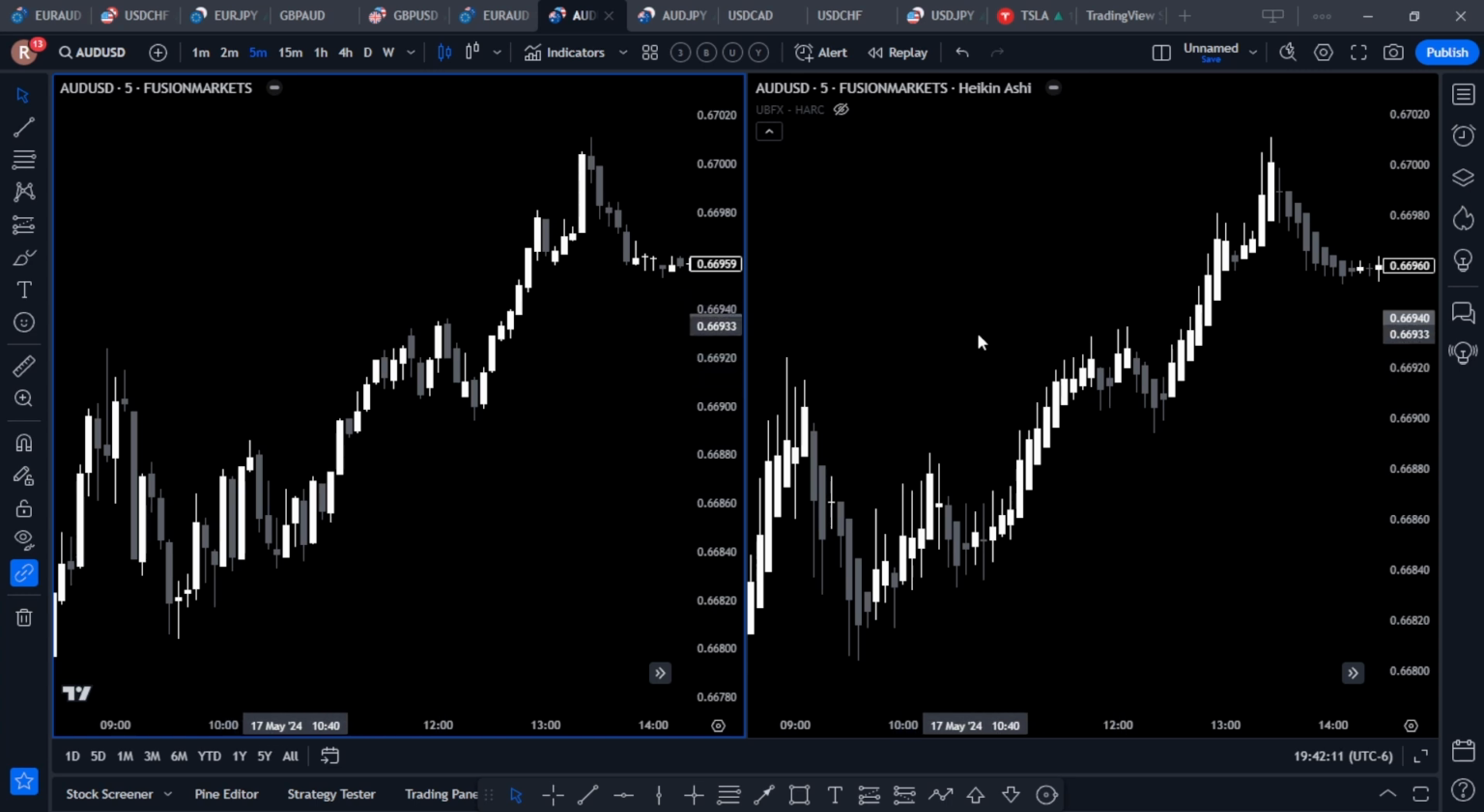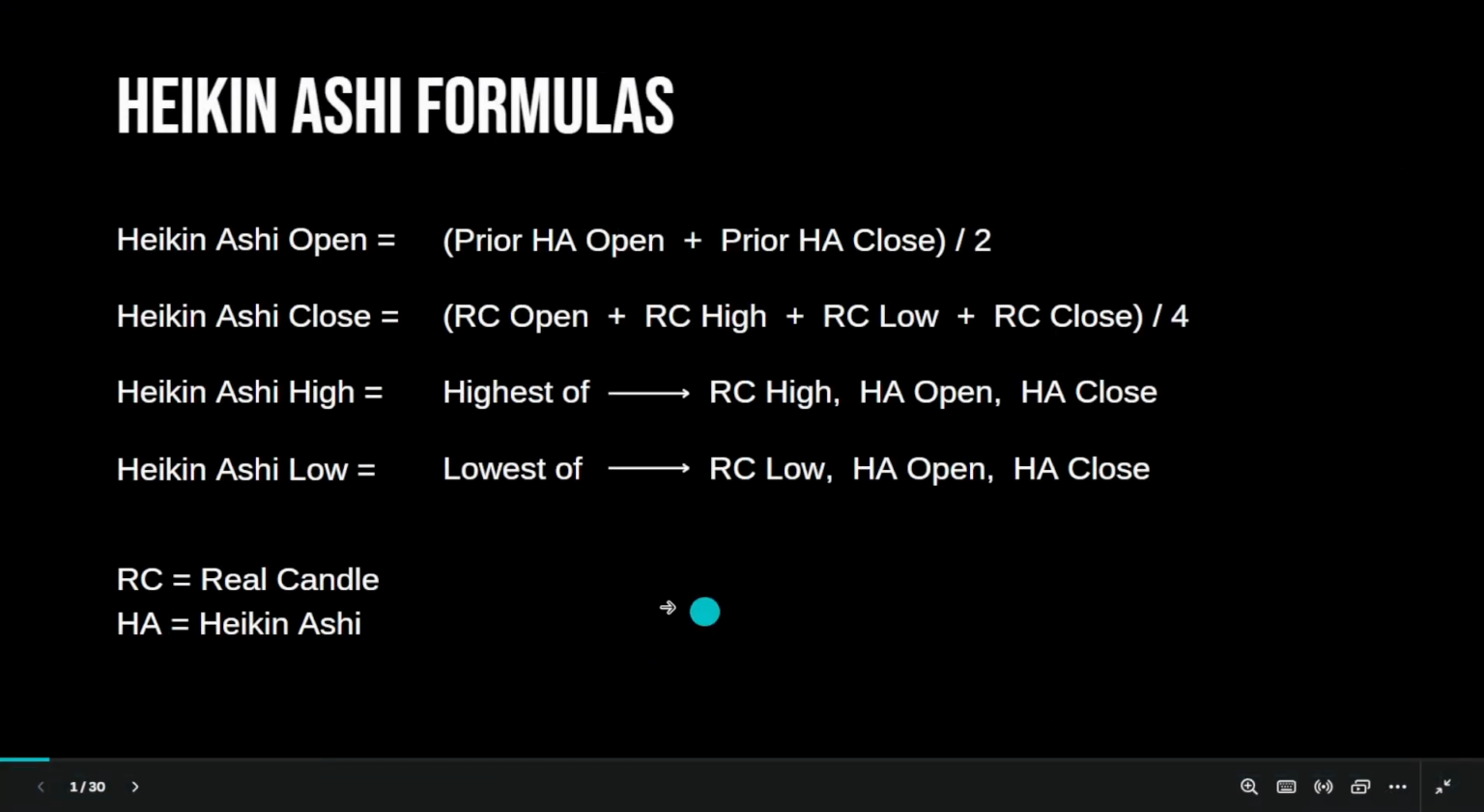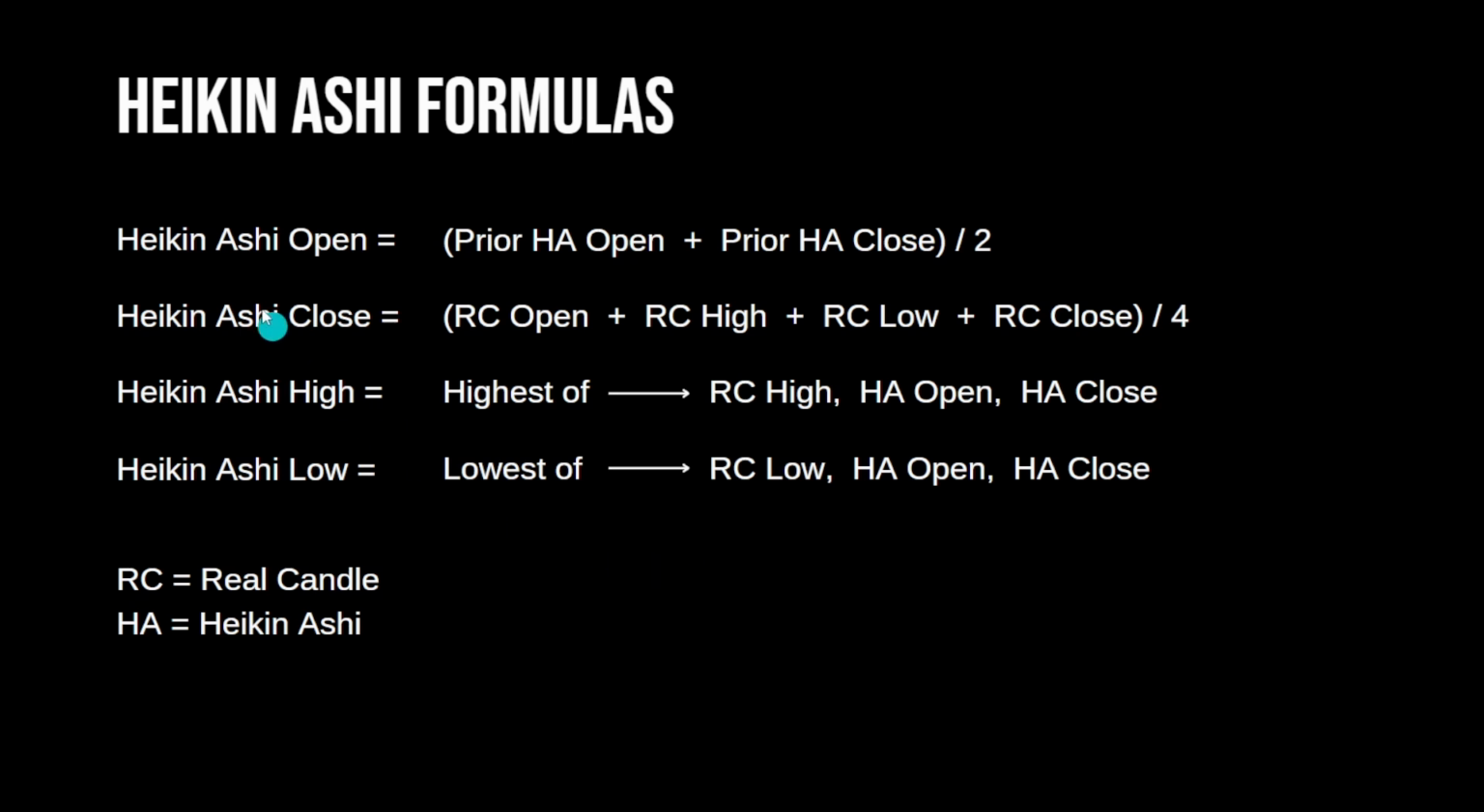Now, the HA candles are very smooth, and we can use that smoothness to our advantage. But at the same time, we have to realize that smooth aspect of these HA candles can give us some false information. Now, if we take a look at the formula for these HA candles, this is in my Canva studio, the HA open, close, high, and low, and how they're calculated.